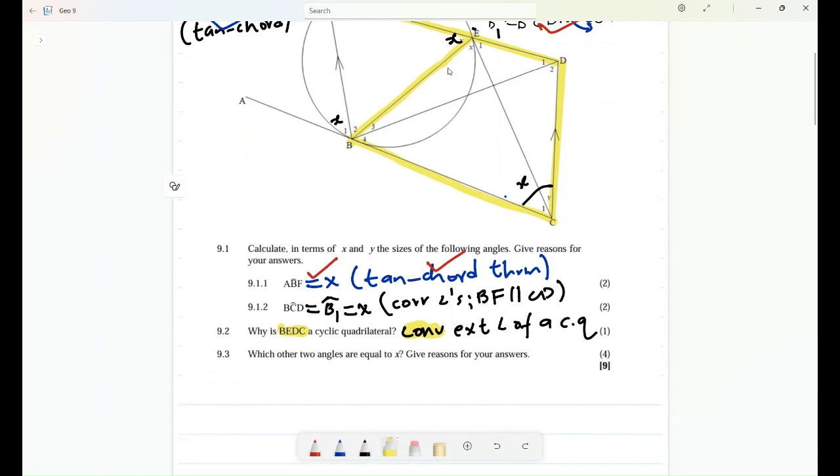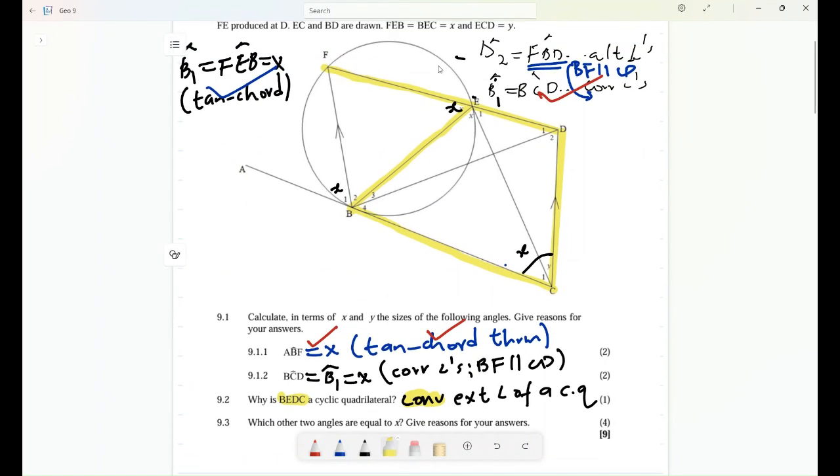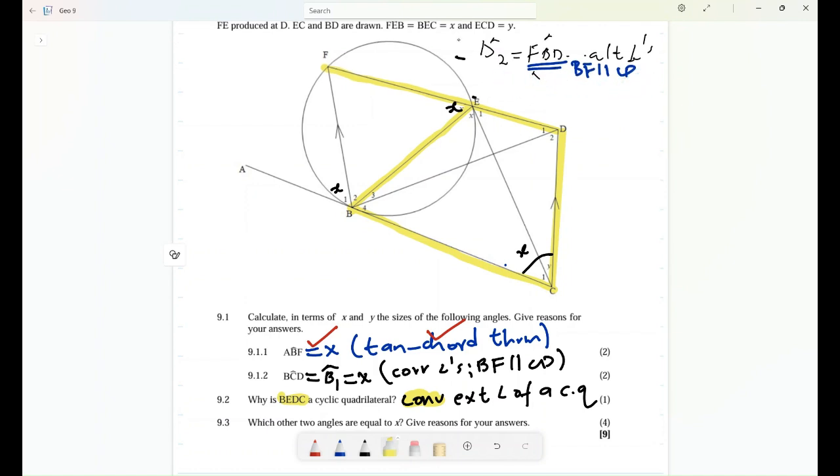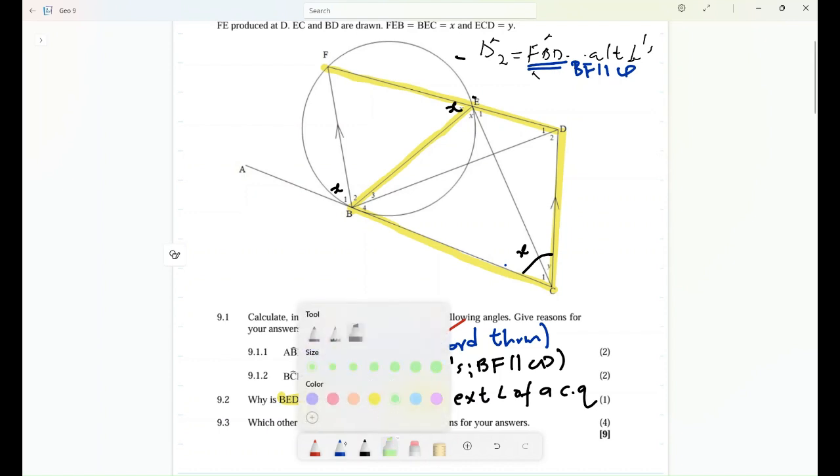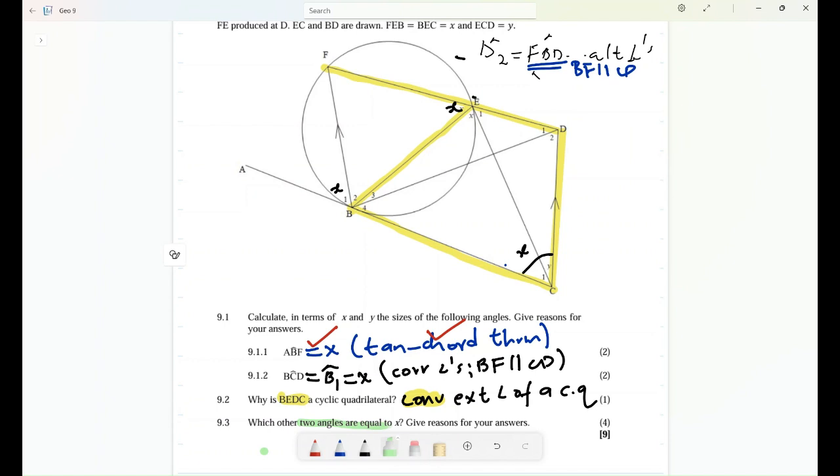Then let's move on. I believe these things that I'm doing here are very, very important for you. Now, this one I'm going to remove because I already used it. But this one I haven't used. This one, oh, this one I have already used. But this one I haven't used, so I'm going to keep it until I'm done with the question. So the question says, which two other angles are equal to x? Give reasons for your answer.